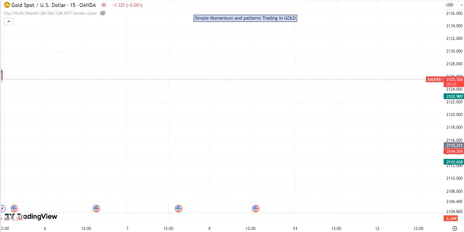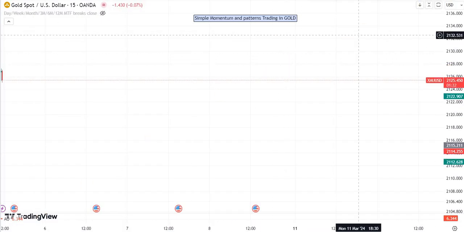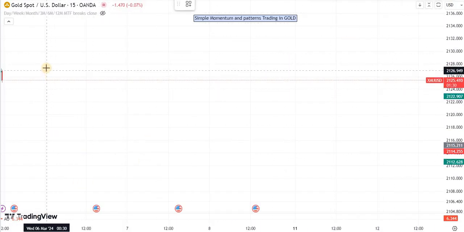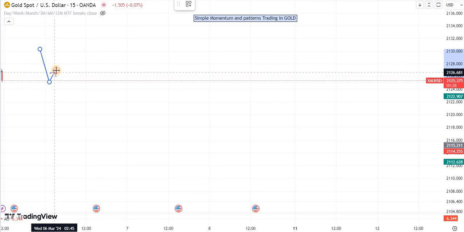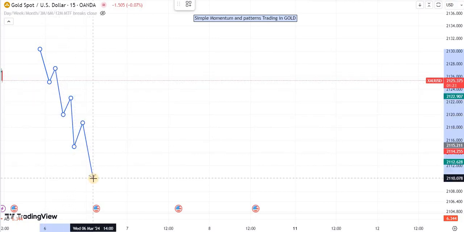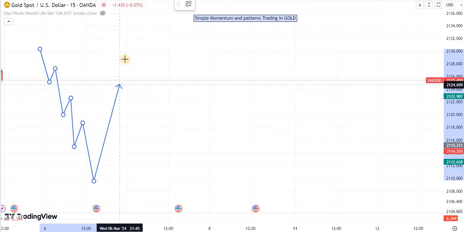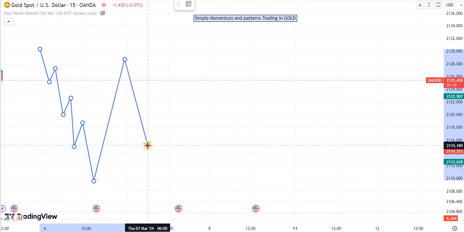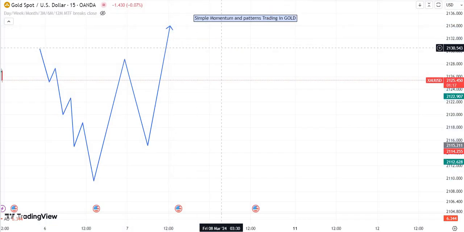Okay, so first of all, we are going to learn the first pattern, that is the QM pattern, the Quasimodo pattern. So let's see what a Quasimodo pattern is. In the Quasimodo pattern, here you'll be seeing the price is coming down. First of all, we'll see a Quasimodo buy, that is a QM buy.